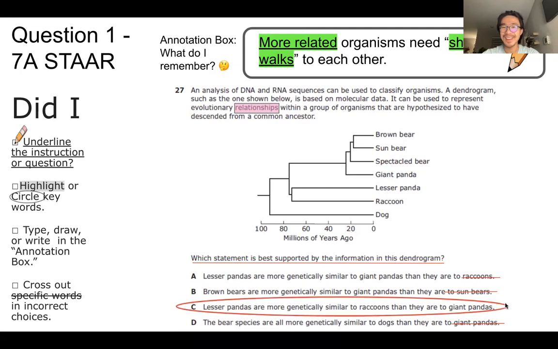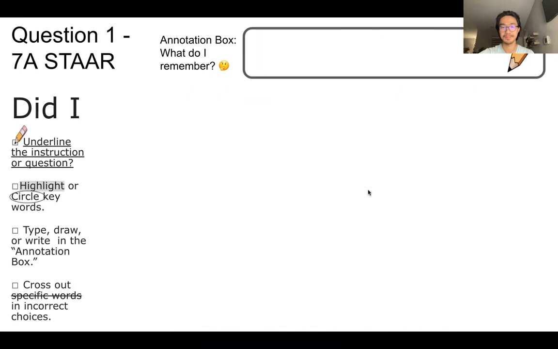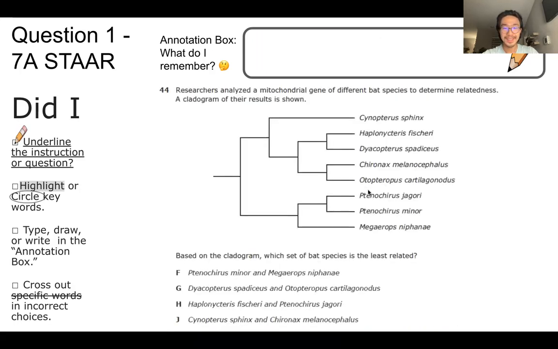Now let's look at C together. We haven't looked at this one. Lesser pandas over here. Let's walk over to raccoons. Okay. Now let's walk over to the giant pandas. That's a bit of a longer walk from lesser panda to giant panda. So we know that these two are less related than these two are. Lesser panda and raccoon are more similar because it's a shorter walk. Let's see what C says. Lesser pandas are more genetically similar to raccoons. Yep. More similar, more related. That is definitely true.